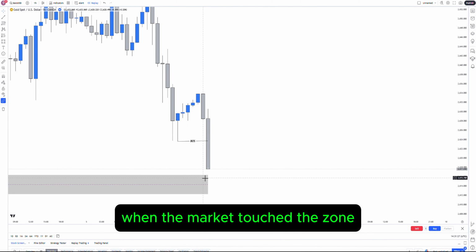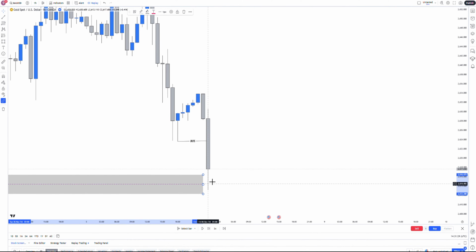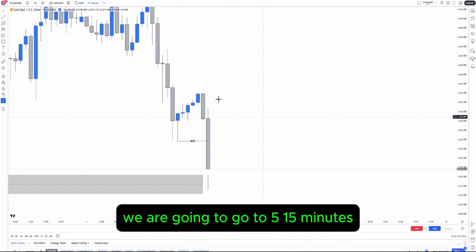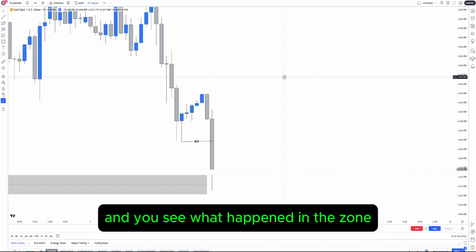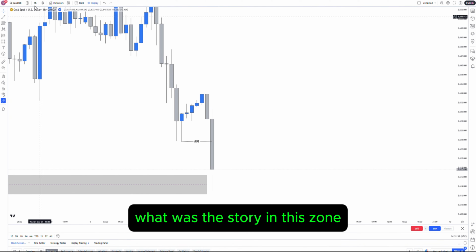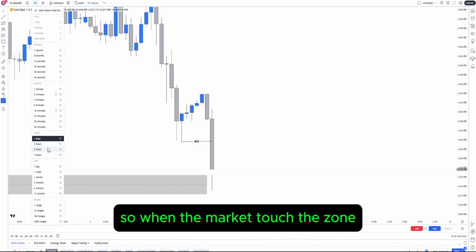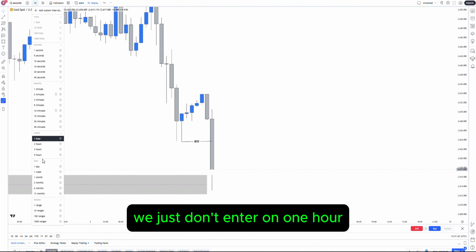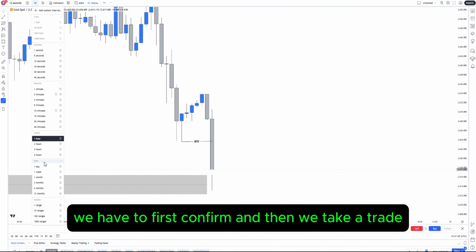When the market touched the zone, we are going to go to 15 minutes and you see what happened in the zone. What was the story in this zone? When the market touched the zone, we just don't enter on 1 hour. We have to first confirm and then we take a trade.